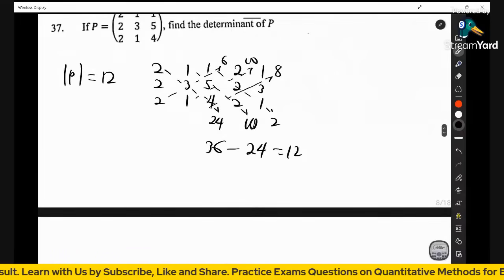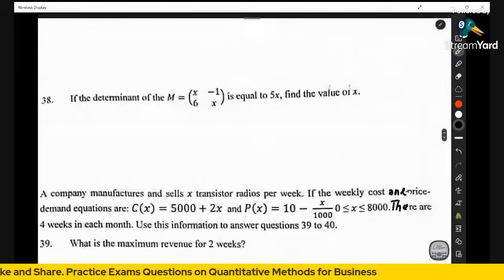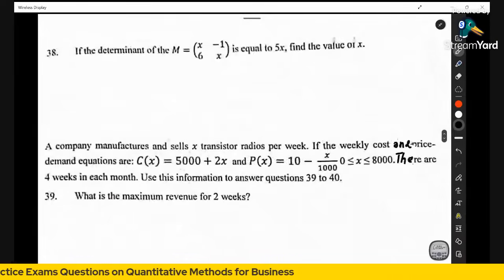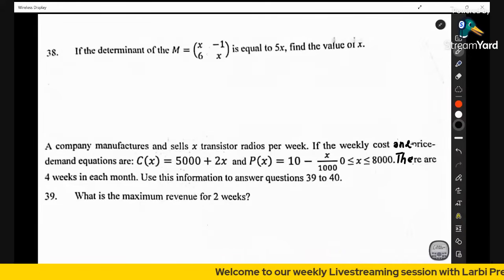I think we have solved some of these with the upward and downward arrow. So that's why I just want to focus more on that. And likewise, you can also solve this one. You have to find, if the determinant of this is equal to 5x, find the value of x. So here you just find the determinant of this matrix m, equal to 5x, and then you solve for the value of x.